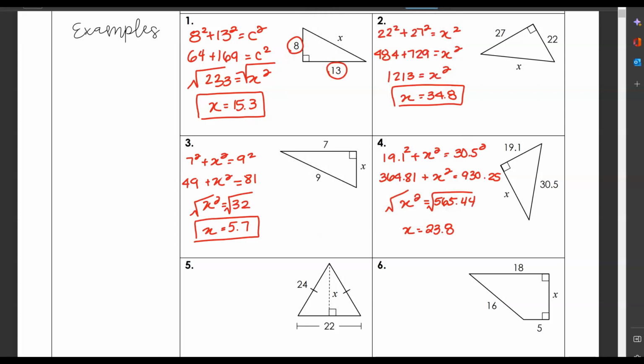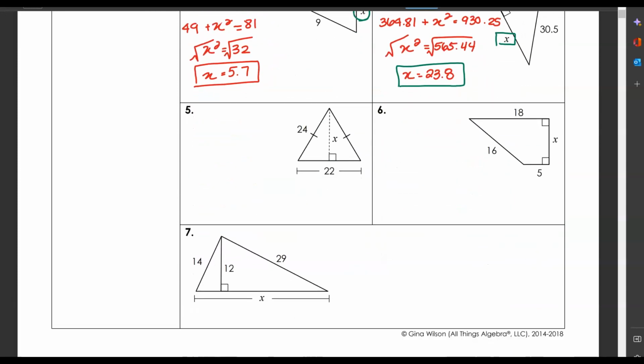All right, so from those three, for number 2, we should get 34.8 as the hypotenuse for x. Now notice for number 3 and 4, we are no longer looking for the hypotenuse, we are looking for one of the legs. And because we are looking for one of the legs, we've got to make sure that we set this up correctly. So it should be 7 squared plus x squared equals 9 squared. And then we're going to subtract off that 7 squared and then take the square root. And that's similarly how number 4 is going to work out. So we should have x equals 5.7 and then x equals 23.8.